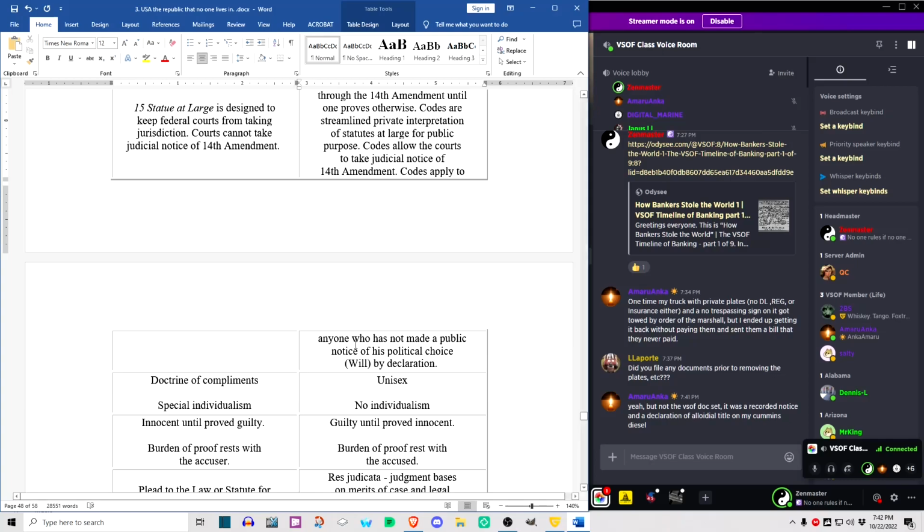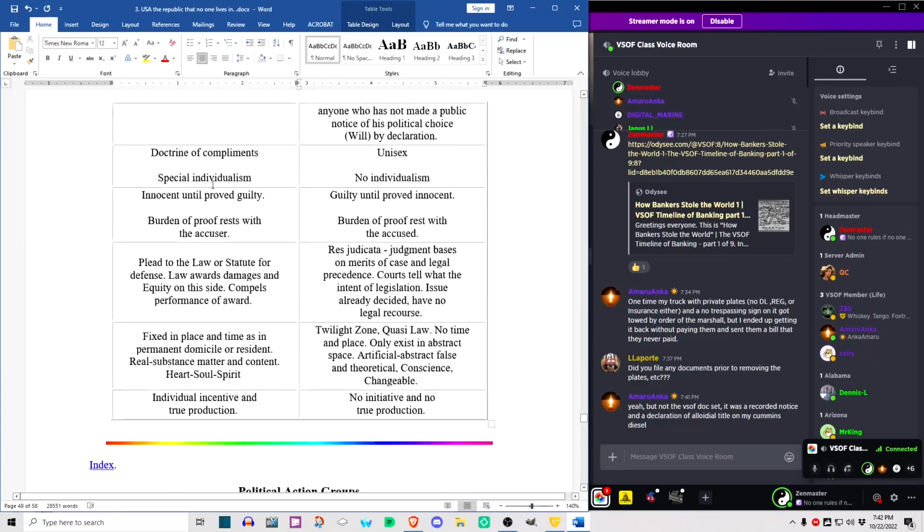So, here you've got doctrine of complement, special individualism. Over here, unisex, no individualism, meaning you're part of the mob. Over here is basically what he's saying. Over here, innocent till proven guilty. Over here, you got Roman civil law. You're guilty until proven innocent.